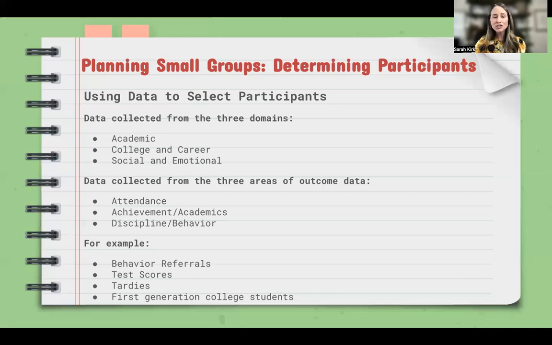And then, of course, we can also look at those achievement scores, so test scores, things like that, if we're running an academic group. Attendance groups can be really successful, especially maybe you're targeting a certain group that has a certain number of tardies, and you run the small group first thing in the morning, and you make it something they really want to be at. And so that can really help with those attendance data points as well. So there's a lot of different data we can look at to help determine our participants.